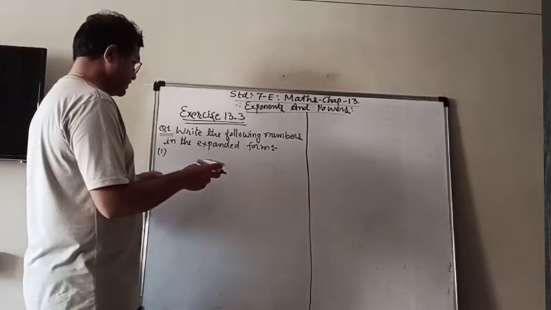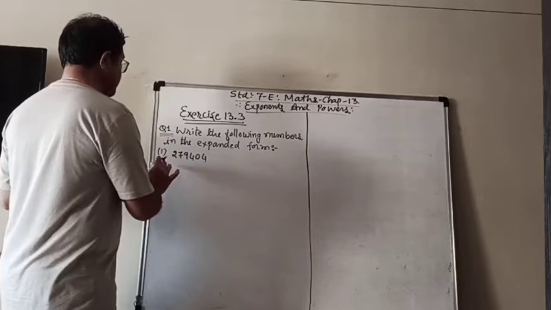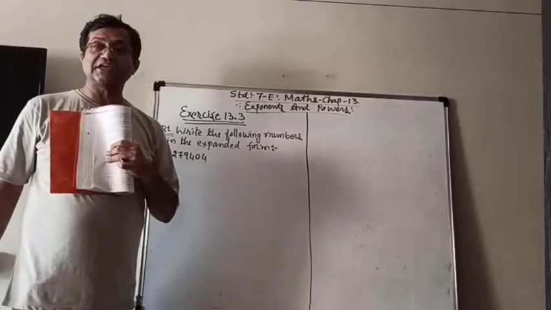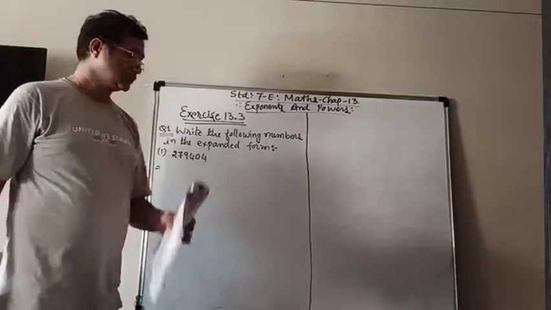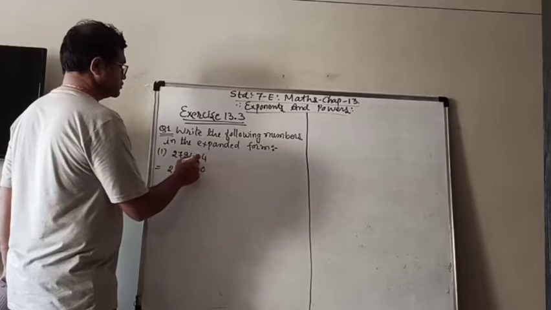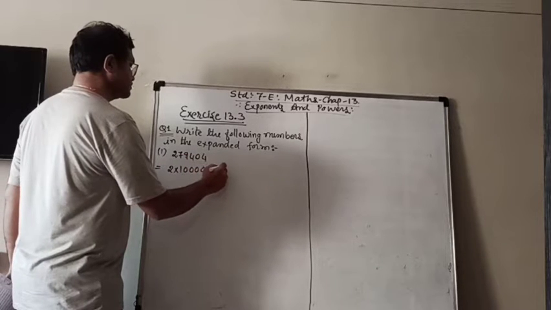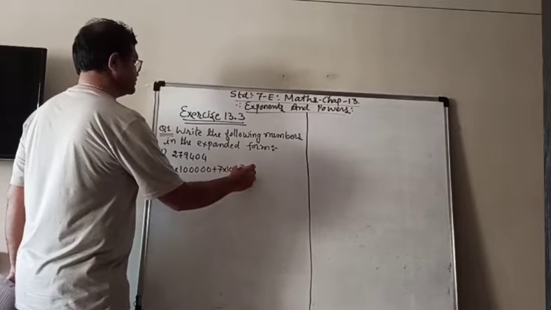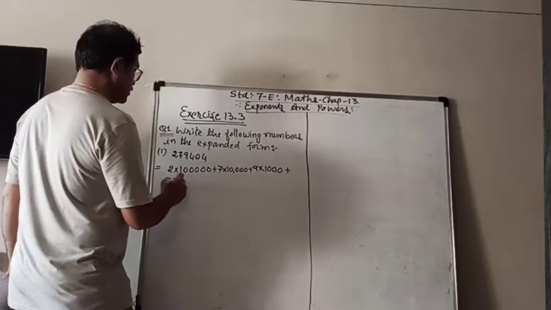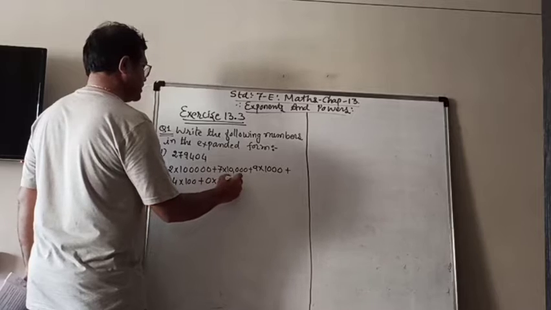First number is 279404. 279404 means 2,79,404. Now we know the place values. So 2 into 1 lakh plus 7 into 10,000 plus 9 into 1,000 plus 4 into 100 plus 0 into 10 plus 4 into 1.